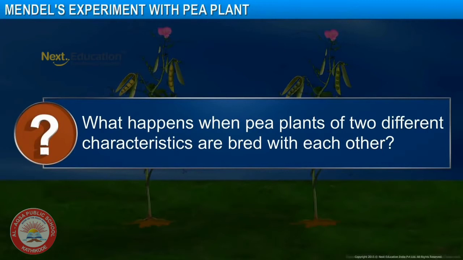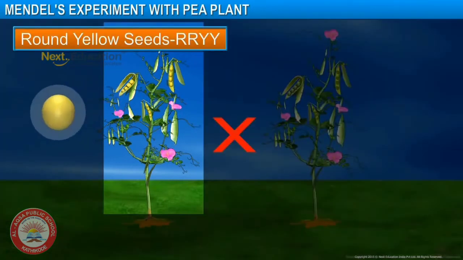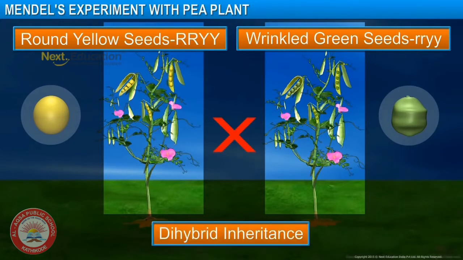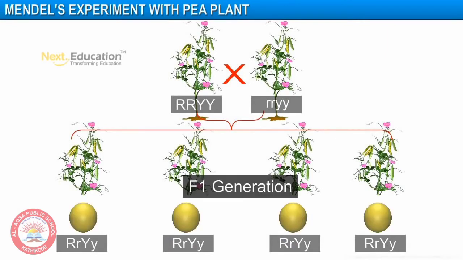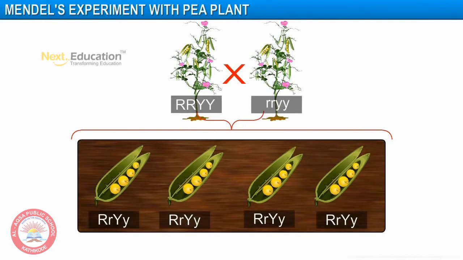What happens when pea plants of two different characteristics are bred with each other? What all characters Mendel considered in his experiment? He took pea plants which had round yellow seeds and wrinkled green seeds. The inheritance of two such characters is known as dihybrid inheritance. When he cross-pollinated these pea plants, the entire F1 generation produced round and yellow seeds. So we understand that round and yellow seeds are the dominant traits.